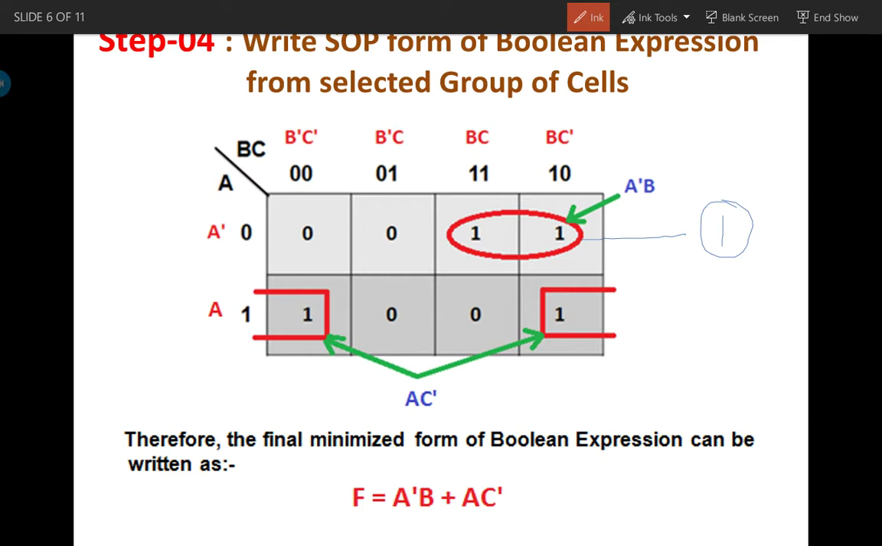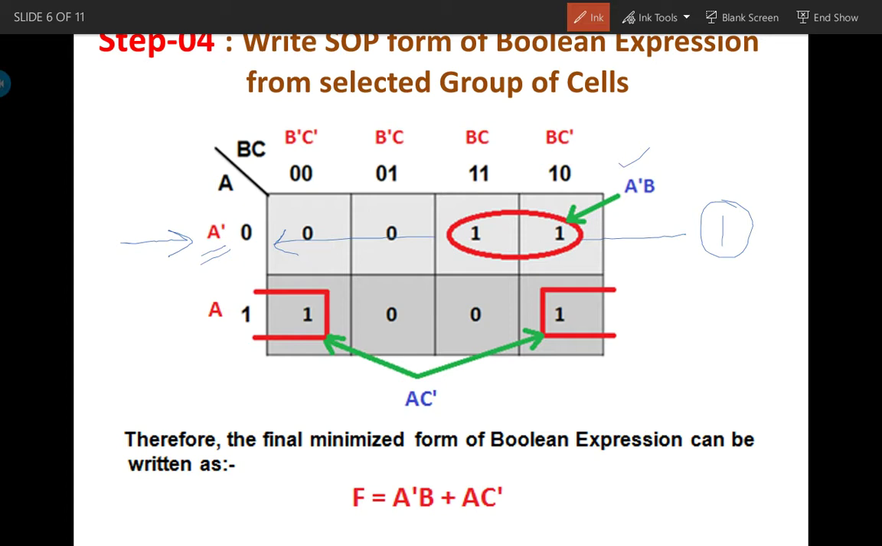To write the product term, we will look at the horizontal side and the vertical side. First look at the horizontal side. This group represents the first row of the K-map. So in the first row, the variable we have is A bar. So we write here A bar. On the horizontal side it covers one row, so this row represents the variable A bar.